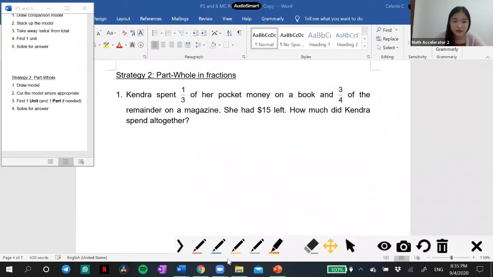Let's try this. Kendra spent 1/3 of her pocket money on a book. Right, and 3/4 of the remainder on a magazine. Remainder, keyword. Right, it's not 3/4 of her money, it's 3/4 of the remainder. She had $15 left. How much did Kendra spend altogether? Let's draw the model first. Okay, this is all of her money. 1/3 was spent on the book.